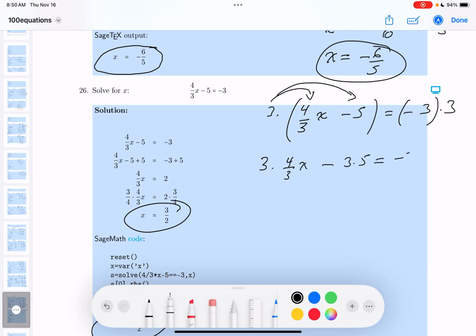And what do you get over here? Minus 3 times 3. Let's go through it. This is minus 9. This is minus 15. And this 3 cancels, and we're left with 4x. Then what do you do? Add 15 to both sides.